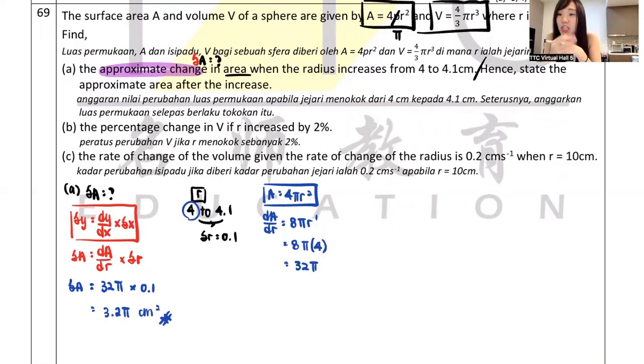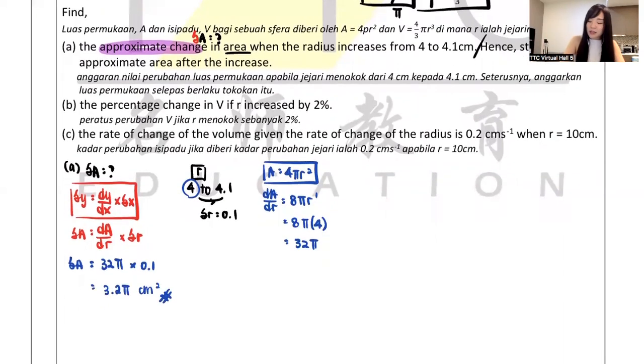So this is the approximate change, but don't stop there. After they ask for the approximate change, read carefully, they say, hence, state the approximate area after the increase. Guys, can anyone tell me what the words approximate area after the increase actually mean? Very good. After the increase, before the increase is old, after the increase is new. Isn't it? They want to find the new area.